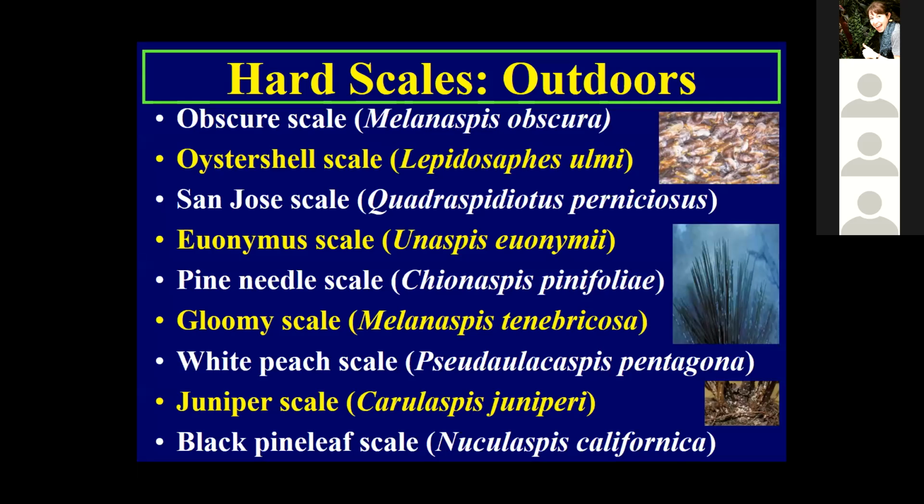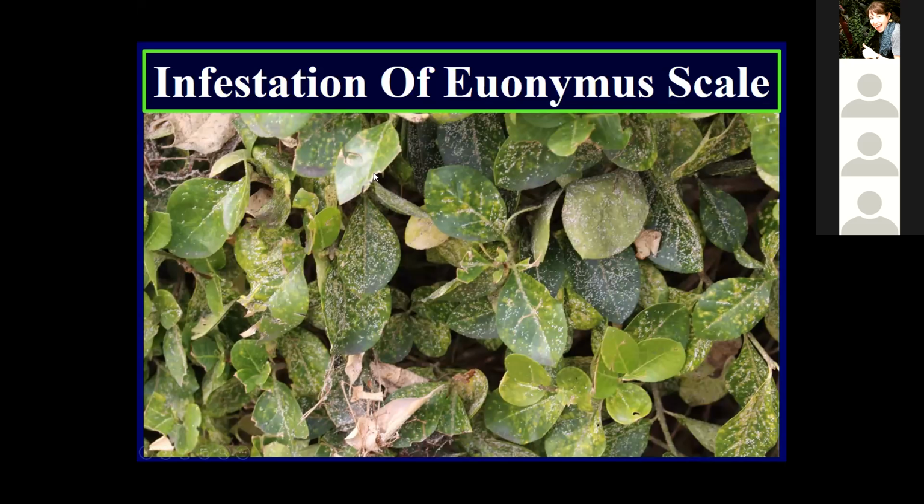Now, there are a wide diversity of hard scales, and hard scales tend to be very specific on the plant they feed upon. We have Euonymus scale, which is out right now, and pine needle scale, and these are all common in most portions. Some of these will attack landscape trees, some will attack landscape plants in addition to fruit trees. So Euonymus scale is infesting Euonymus.